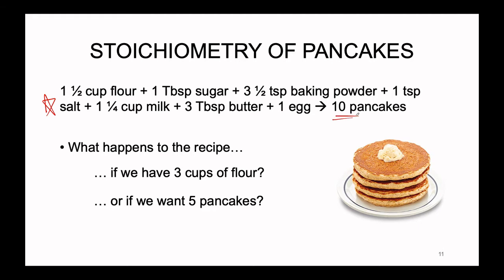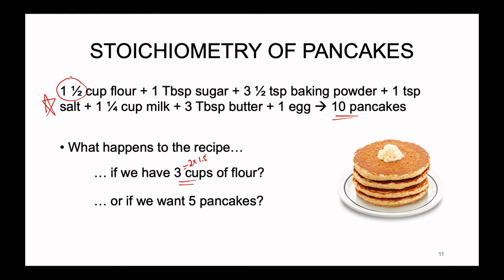So mixing up all of our reactants, which are all of our ingredients, and the creation of our 10 pancakes, or 10 products, is like a chemical equation. Now we can also ask ourselves, what happens to this recipe if we actually have, for instance, 3 cups of flour? Well, provided we have enough of the rest of the ingredients, we can look at how many cups of flour the recipe normally takes. We can see 1.5, and we can intuit that 3 is just equal to 2 times 1.5.